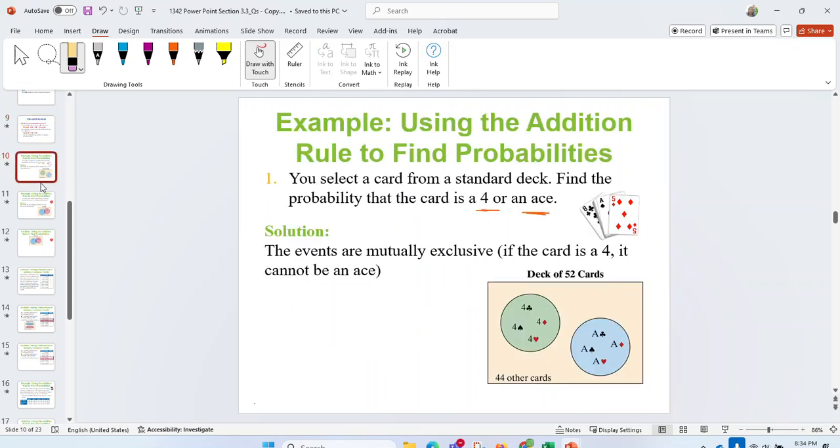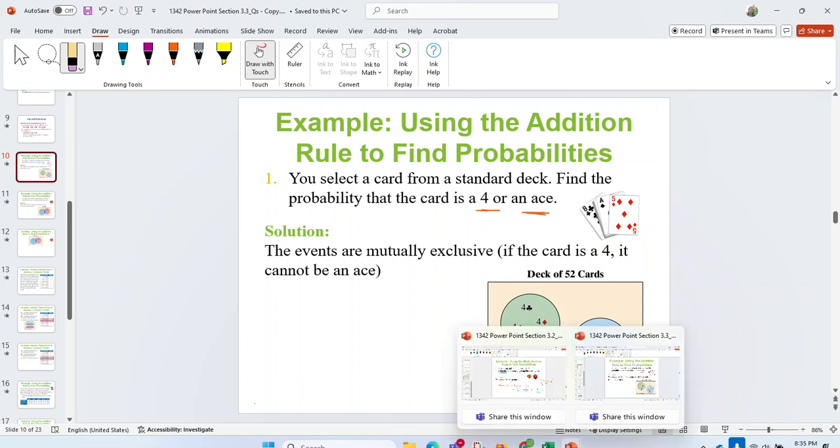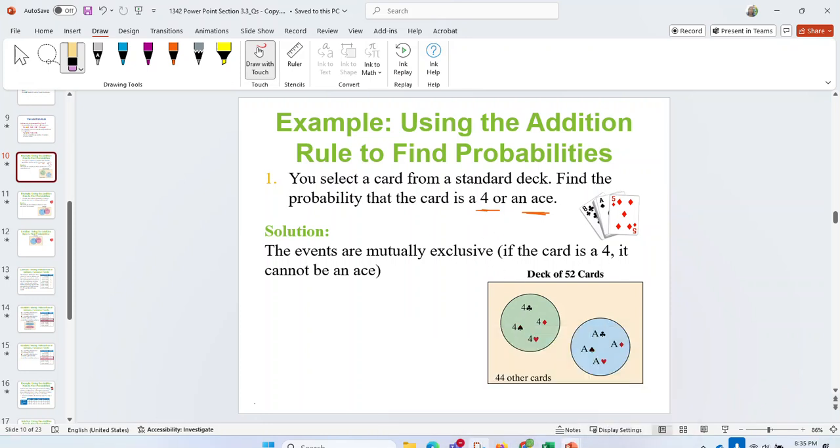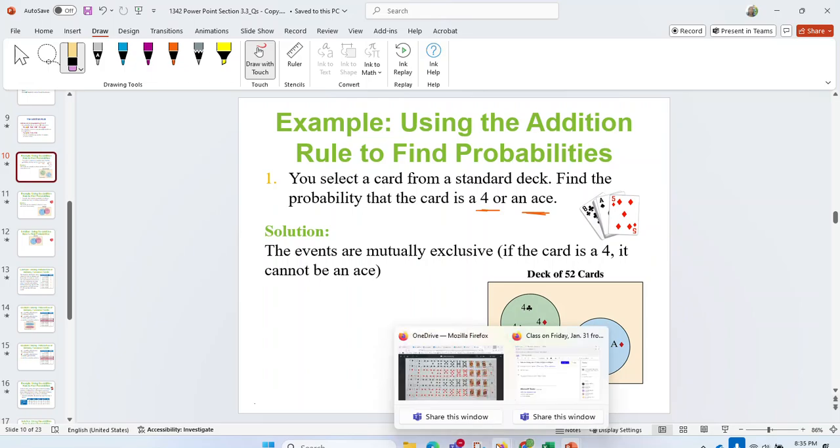Look at this one right here. You draw a card from a standard deck. Find the probability that a card is a 4 or an A. So this is a 4, a card is a 4. You can look at the whole picture of the cards here. So this one is a 4, right?